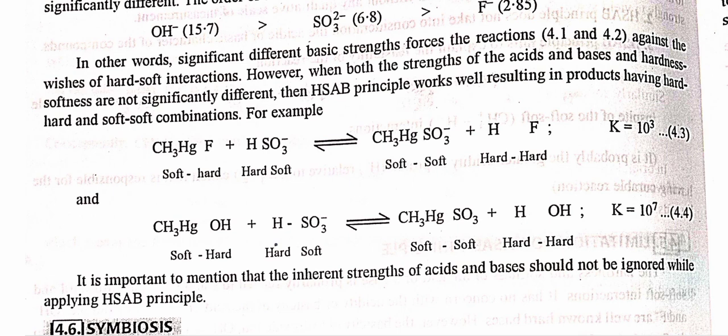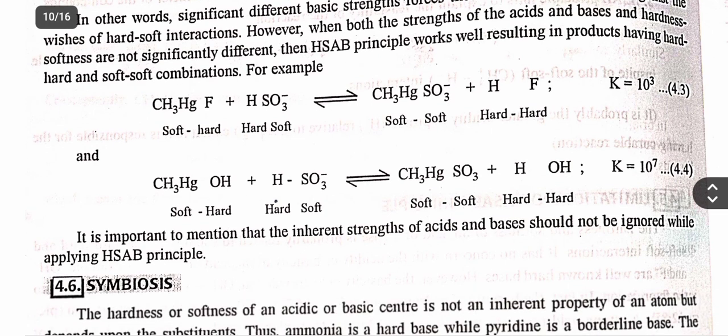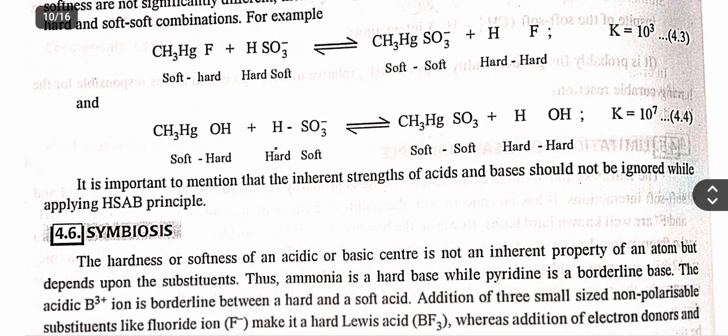However, when both the strengths of the acids and bases and their hardness and softness are not significantly different, then the HSAB principle works well, resulting in products having hard-hard and soft-soft combinations. For example, CH3HgF plus HSO3- gives CH3HgSO3- plus HF, and CH3HgOH plus HSO3- gives CH3HgSO3- plus HOH. It is important to mention that the inherent strengths of acids and bases should not be ignored while applying the HSAB principle.